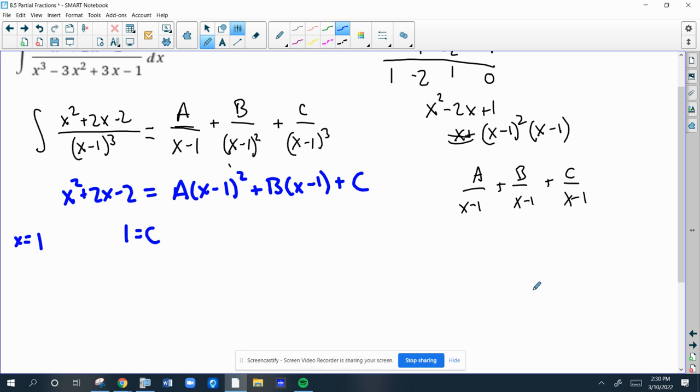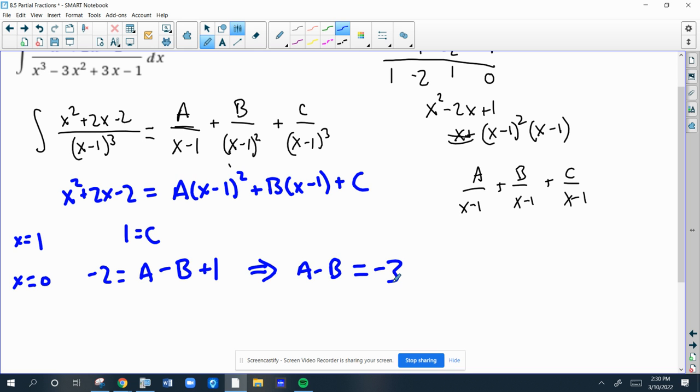So we're going to look for really simple numbers to use. I'm going to use x equals 0, and that would give me negative 2 equals A times negative 1 squared, or just A, plus B times negative 1, and then plus C. C we already know is 1. So this would get you A minus B equals negative 3.